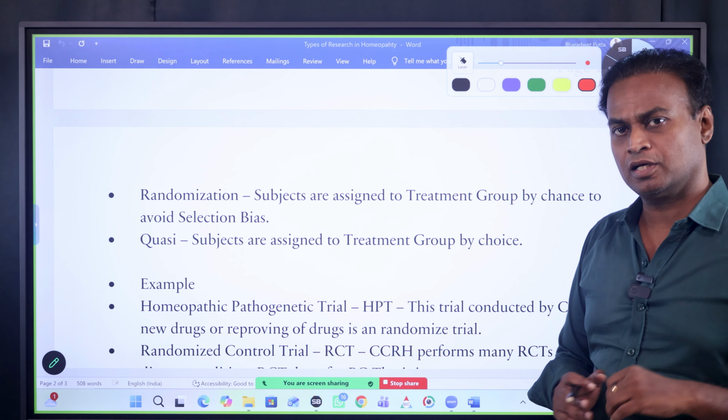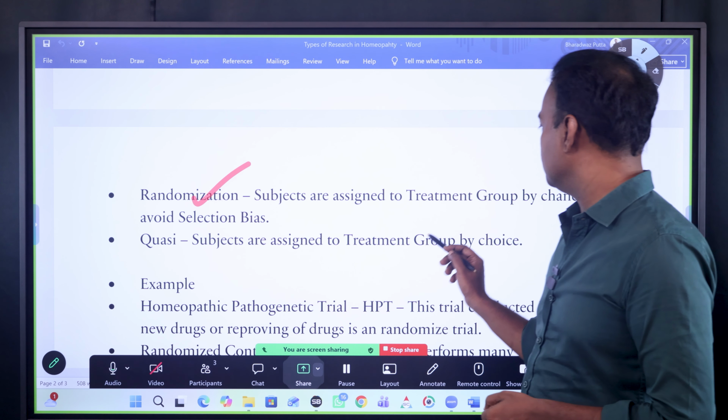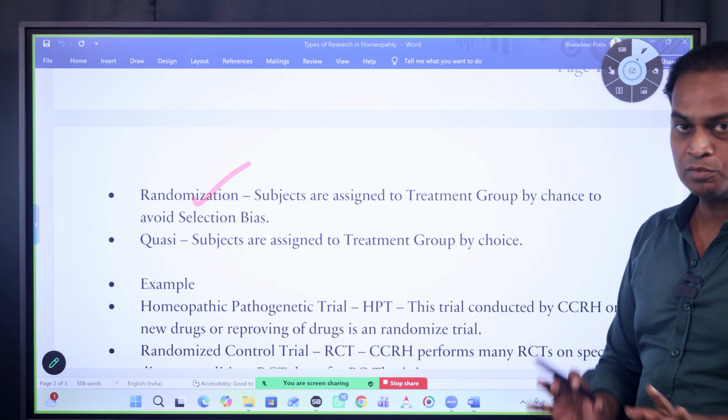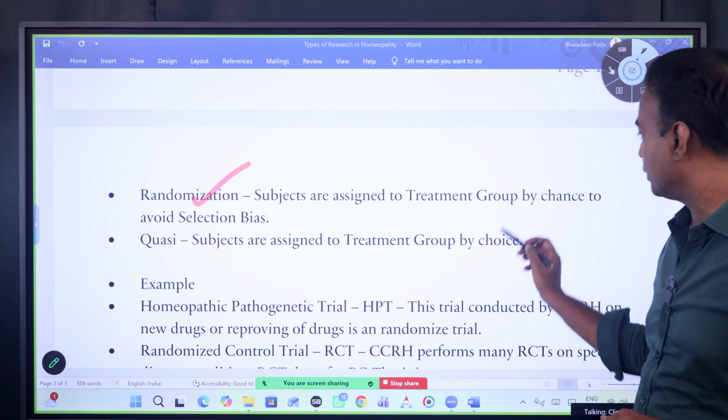Both types of research are done in homeopathy. Randomized experimental research: in this, the subjects are assigned to the treatment group by chance to avoid selection bias. Here two terms are important when you use the word randomization. Randomization: subjects are assigned to the treatment group.